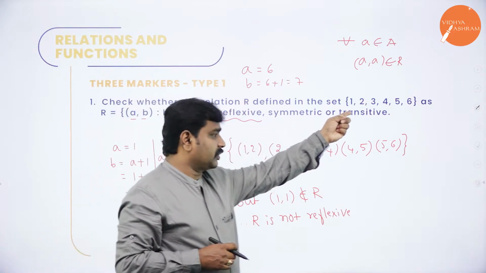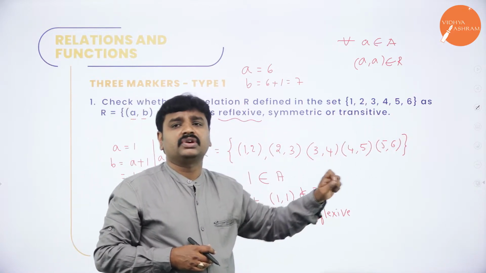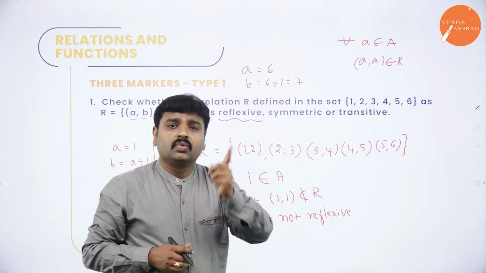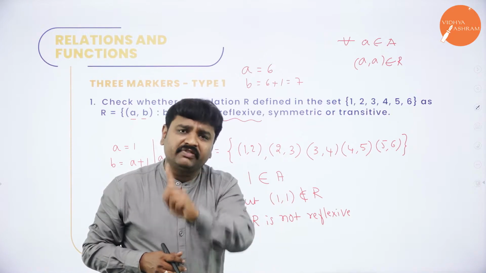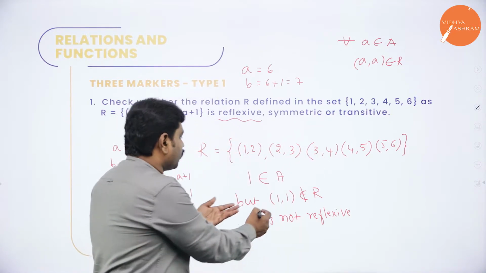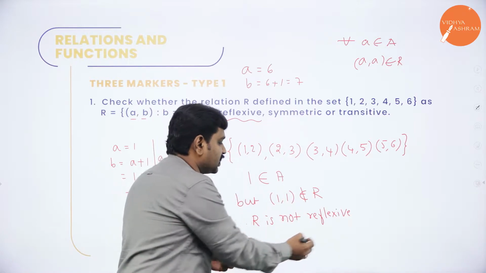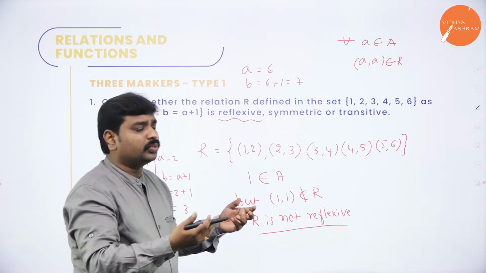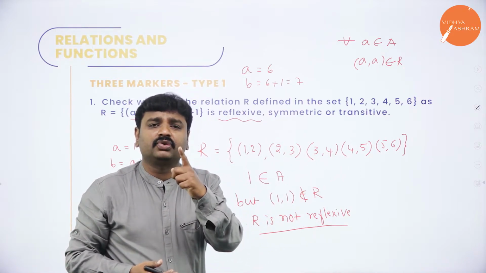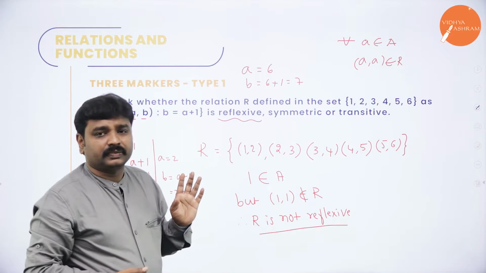Or you can take 2. From the set you pick any element, it should reflect to itself. So 6 elements are there, and all 6 elements should have reflection: (1, 1), (2, 2), (3, 3), (4, 4), (5, 5), (6, 6) should all be there. If any one fails, then it is not reflexive. Here (1, 1) is not there, so it is not reflexive. Or you can take 2 belongs to the set, but (2, 2) does not belong to R. Any one example is enough to say it is not reflexive.